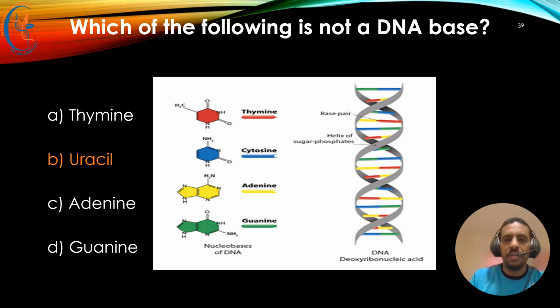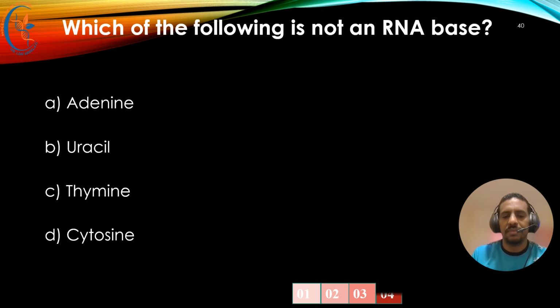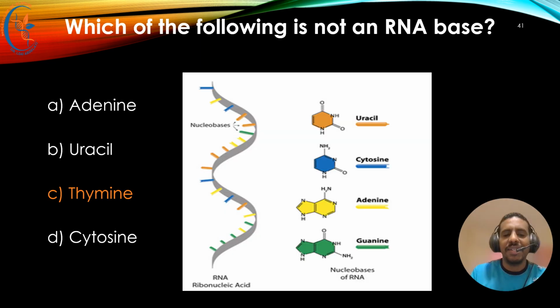Okay, let's move on. The next question is which of the following is not an RNA base? 10 seconds. The correct answer is thymine. Thymine is not an RNA base, it is a DNA base. As we see in the image here, RNA contains four bases: uracil, cytosine, adenine, and guanine, whereas thymine is specific to DNA. Alright, let's move on.